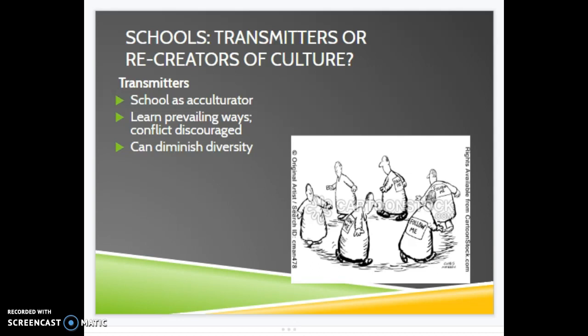If you've got a school that transmits culture, that means that a dominant culture will prevail, and this can diminish diversity. If you look at this picture right here, you see this individual, it says follow me, follow me, follow me. So they're all kind of doing the same thing. So there is this unity there, but there's also this compliance. And so individuality might get lost in an environment where there's just transmission of culture.